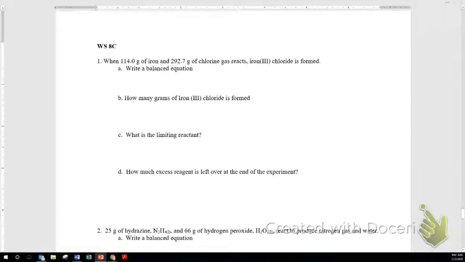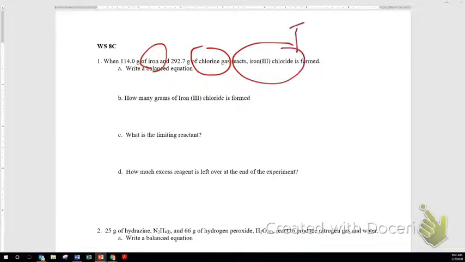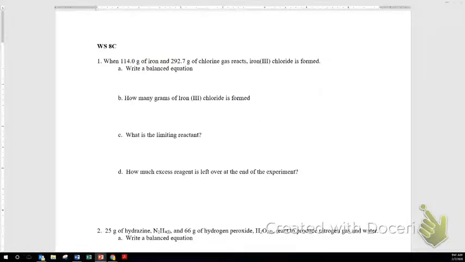This one does have you write out and balance that equation. Make sure that you're remembering to check your diatomics when we have these elements alone. And iron 3 chloride is made when iron has a +3 charge and gets together with chlorine, which has a -1 charge. So be careful writing out that equation. Make sure it's written and balanced correctly before you start your stoichiometry, or else all that stoichiometry is going to be wrong too. I also suggest, this is one of those limiting reactant problems.